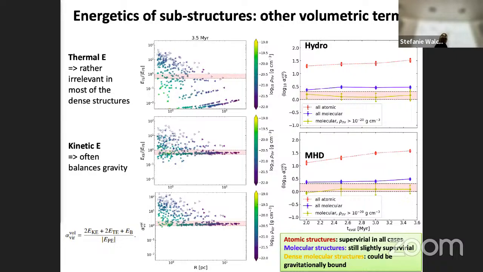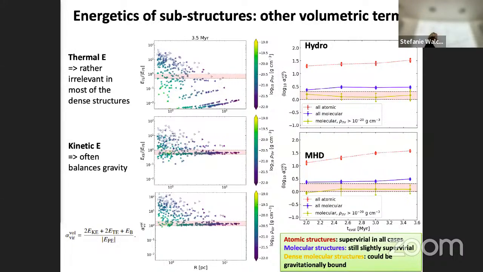This is now alpha_vir as a function of time. And we do not see some sort of evolutionary trend here, right? All the atomic structures are always supervirial. Same here in the MHD case. While if you go to the molecular structures, now the blue line, this is for all molecular structures, so all the points which are filled, these are also slightly supervirial. Only when you pick out the molecular structures which also have mean densities of more than 10 to the 4 particles per cubic centimeter, only then do these things become gravitationally bound.